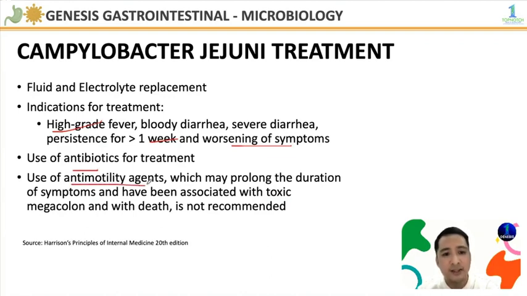Use of anti-motility agents can prolong the duration of symptoms and has been associated with toxic megacolon, so it is not recommended for Campylobacter jejuni. Usually the treatment is a 3-day course of azithromycin 500 milligrams once daily, or you can give fluoroquinolones: ciprofloxacin given TID, or levofloxacin 750 milligrams daily for 3 days for Campylobacter jejuni infection.